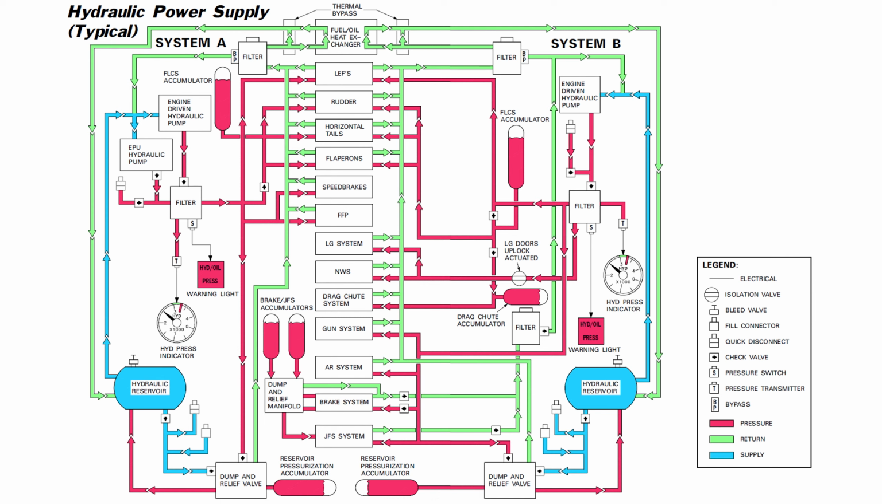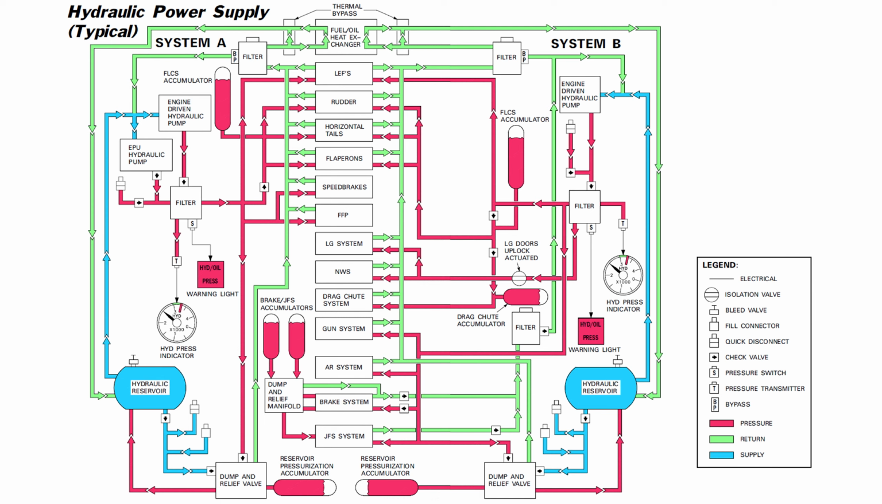The systems are powered by two independent engine-driven pumps located on the accessory drive gearbox. Each system stores hydraulic fluid in its own reservoir and FLCS accumulator. The reservoirs are pressurized by their respective hydraulic system, ensuring positive pressure at the pump. If demand exceeds pump maximum flow rate during rapid control surface movement, the FLCS accumulators provide additional hydraulic pressure.